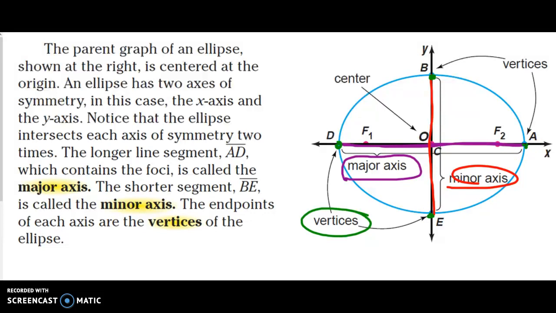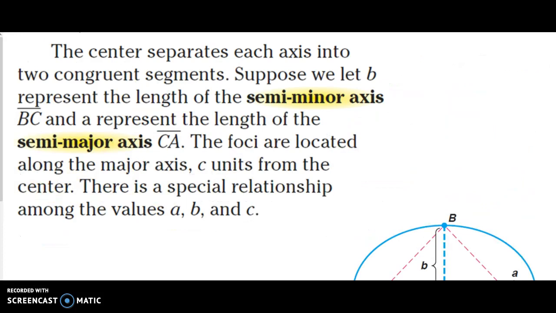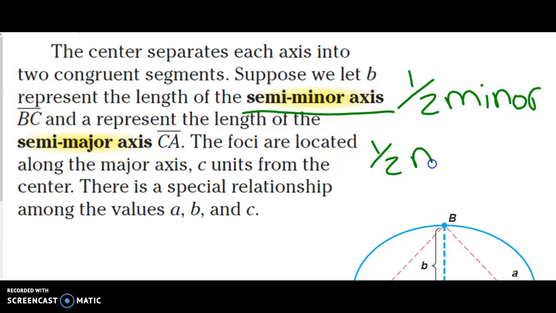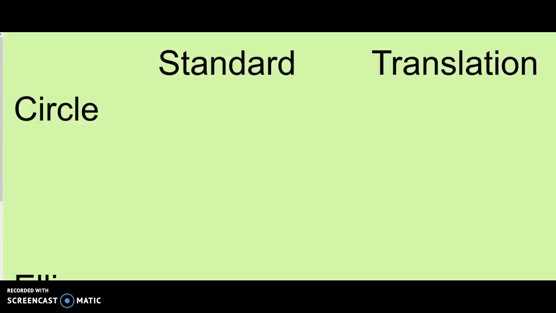And then, all right, so let's go and talk about the equation of an ellipse and compare it to different parts. Semi-minor axis is half of the minor axis, okay? And then semi-major axis is half of the major axis. So whenever you hear me say that. All right, now let's go and compare it to a circle.